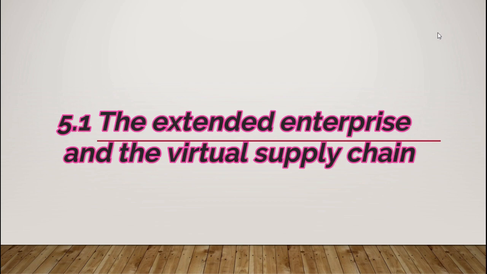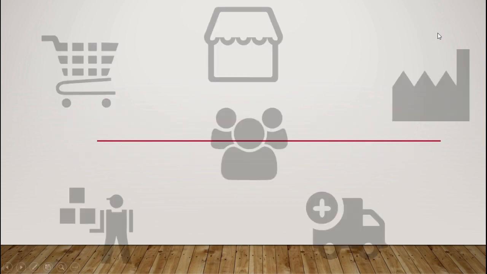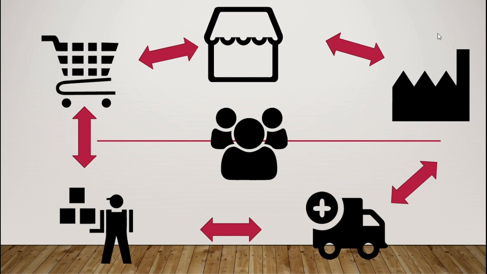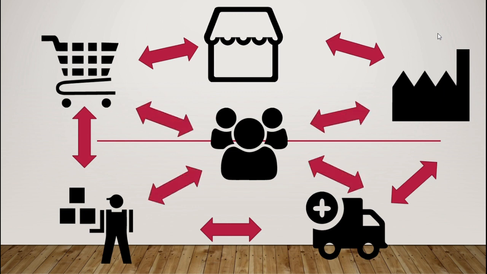5.1: The Extended Enterprise and the Virtual Supply Chain. Even more importantly, it is information shared between partners in the supply chain that makes possible the responsive flow of product from one end of the pipeline to another.